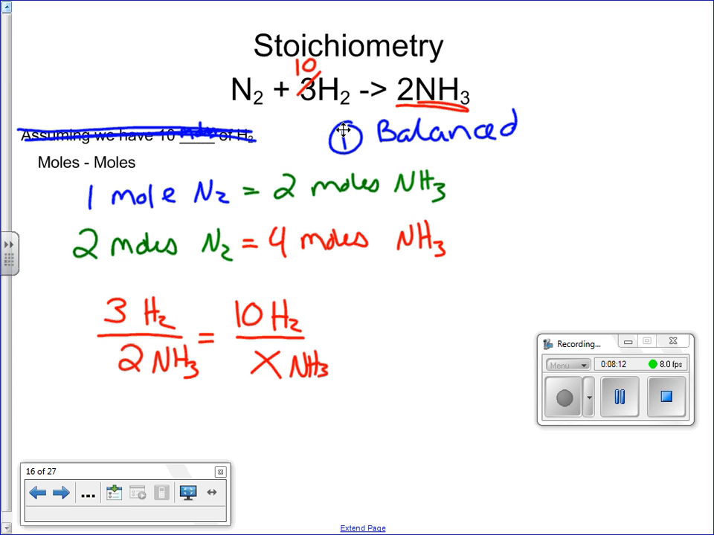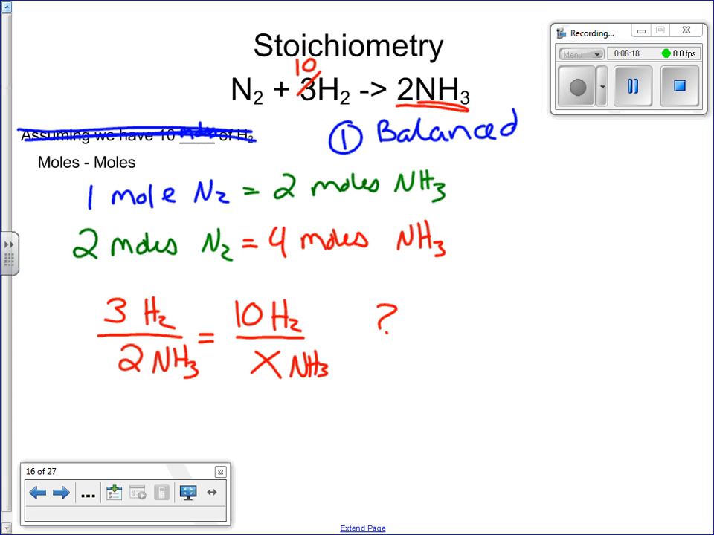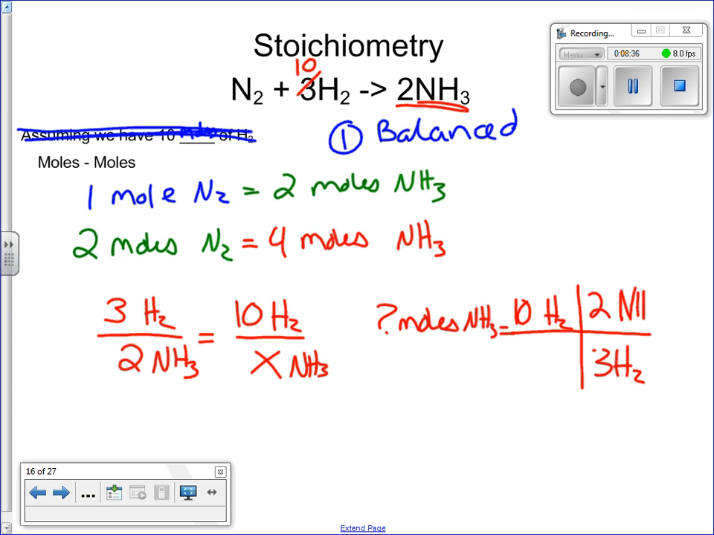Another way that you could do this, let me just move this little recording guy, is with our awesome fence method. How many moles of ammonia given 10 moles of hydrogen? Well, I know that it's 3 hydrogens to 2 ammonias. What cancels? Hydrogens go away. It's 20 divided by 3, which is about 6.7 moles. Okay? 6.7 moles of NH3.